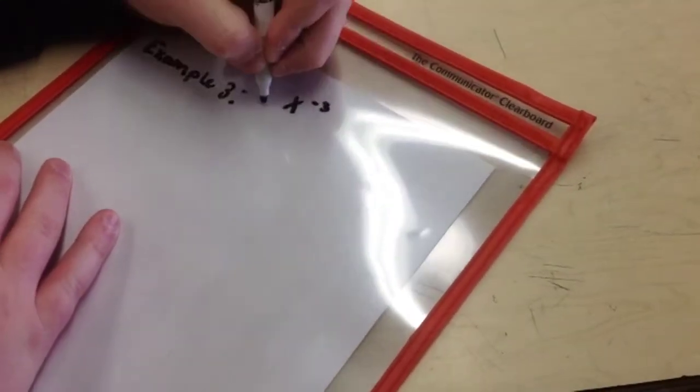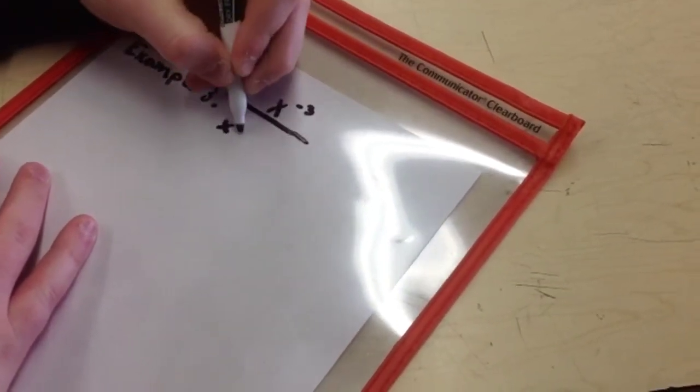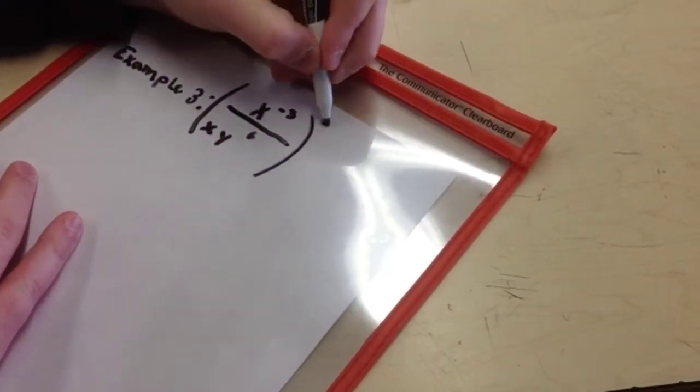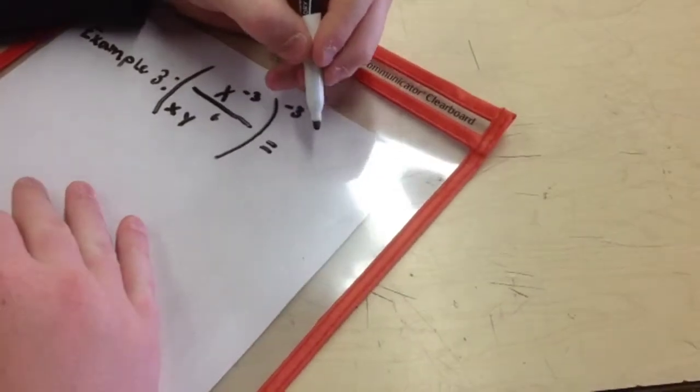For example 3, your first step is to use Rule 6. After you do the first step, you should get a negative exponent. With your negative exponent, you use Rule 2.